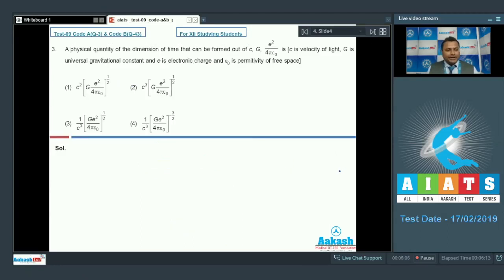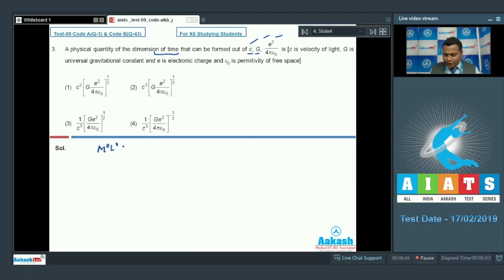Here we have question number 3. A physical quantity of dimension of time that can be formed out of c, G and one more expression e squared upon 4 pi epsilon naught is. Means we have to take three quantities c, G and e squared by 4 pi epsilon naught. We have to combine them and form the dimension of time with the help of these three. So this will be done by the principle of homogeneity in dimensional analysis.